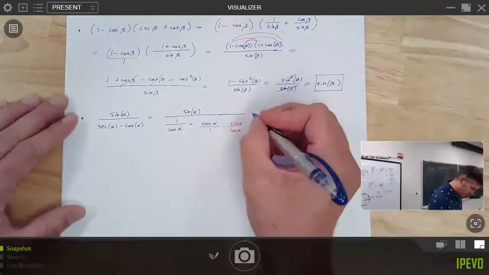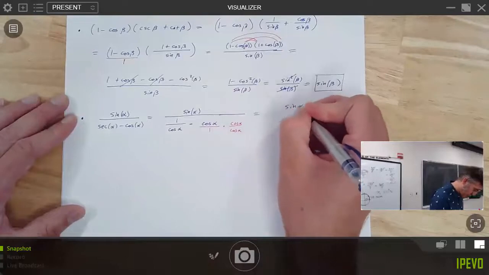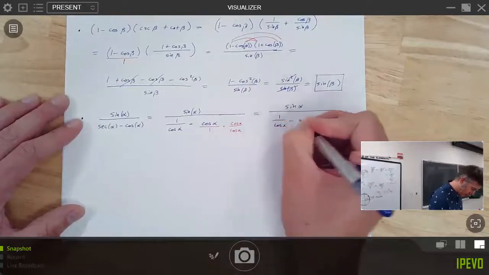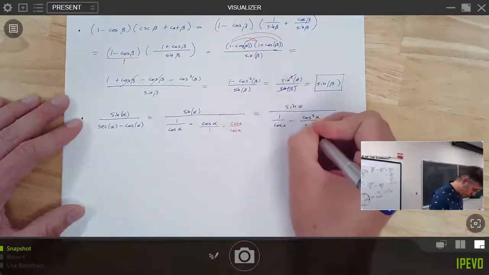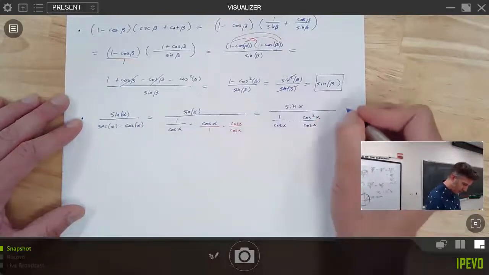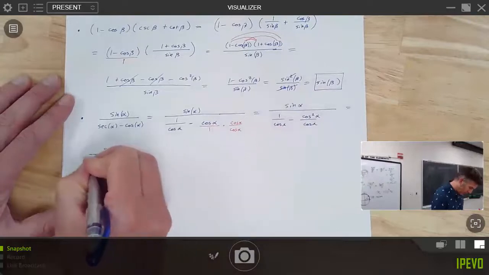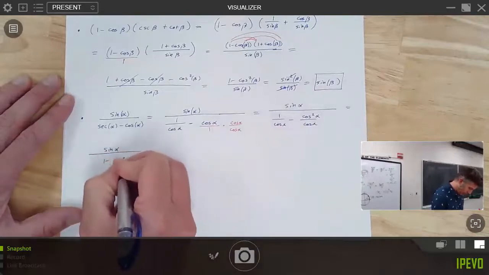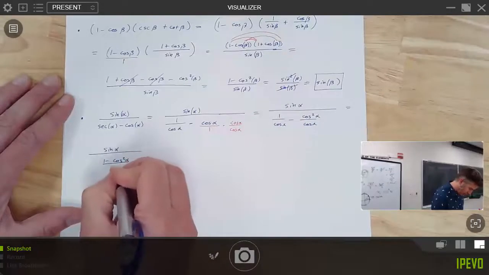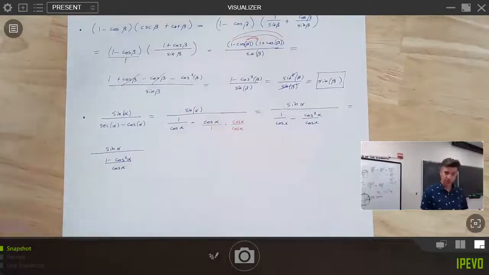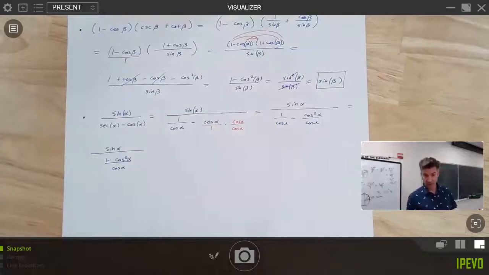So I'm going to get sine of alpha still on top over 1 over cosine of alpha minus cosine squared of alpha over cosine. Which I can then put those two fractions together and get sine of alpha over 1 minus cosine squared of alpha over cosine of alpha. At this point, you could either change 1 minus cosine squared to sine squared, or copy dot flip, right, where you flip and multiply by the reciprocal of the denominator. Let's do the second thing. It doesn't really matter which one we're doing.